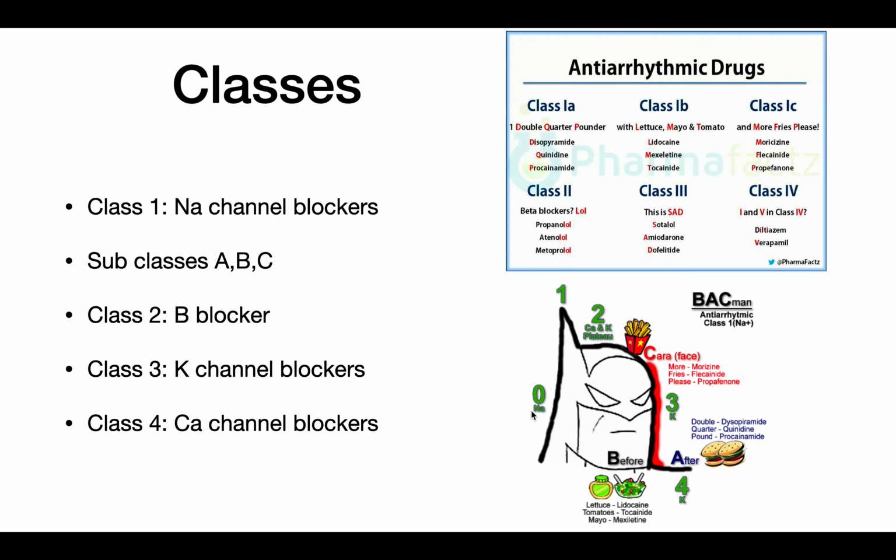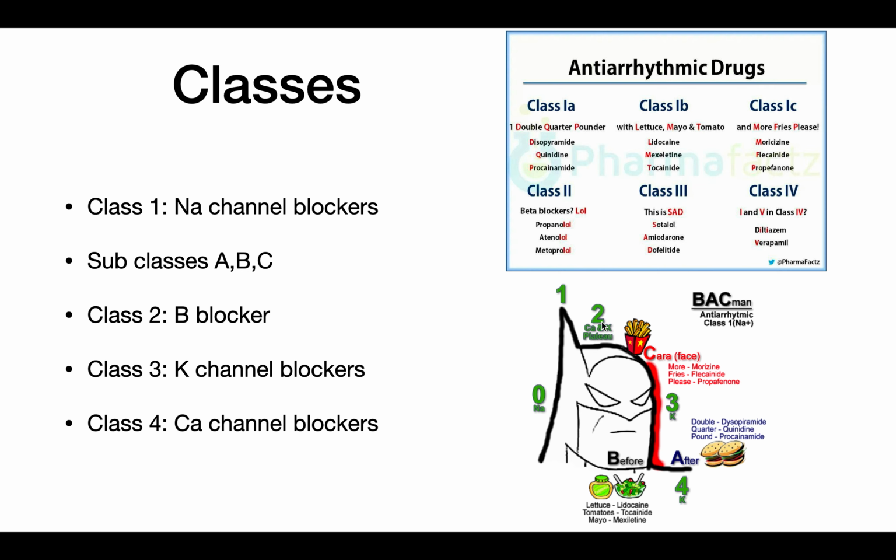So class 1 is one double quarter pounder. It's disopyramide, quinidine, and procainamide. These are pretty important mnemonics. There are subclasses of class 1. There would be A, B, and C. And we remember them through Bachmann.